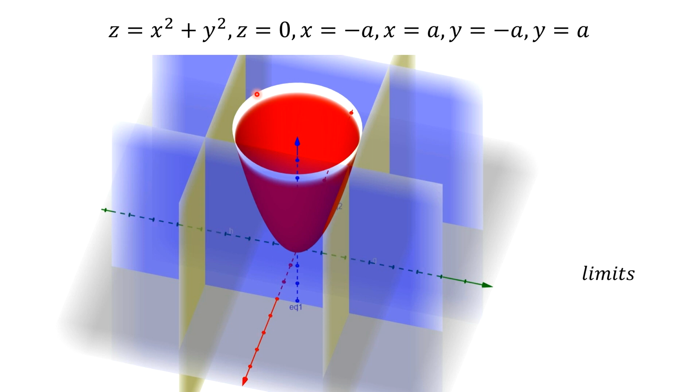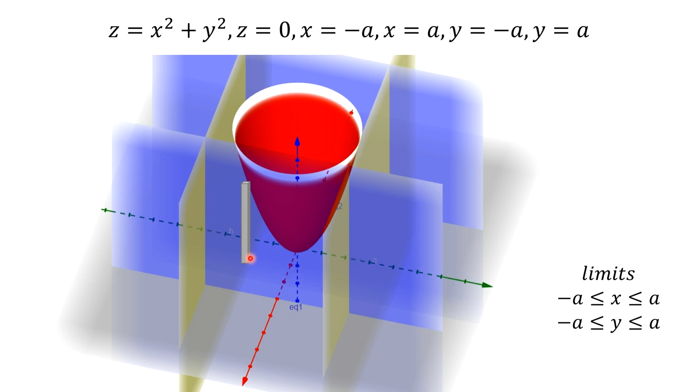Now we'll find the limits. If you take one vertical pillar in that region, we have to move this pillar so that it covers the whole region. You can see x will vary from minus a, that is from this blue plane, to this front blue plane. So limits of x are from minus a to plus a. Now horizontally this will vary from the left side blue plane to the right side blue plane. So limits of y are from minus a to plus a.